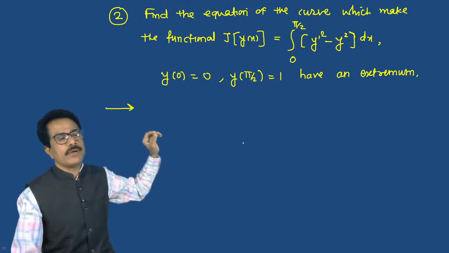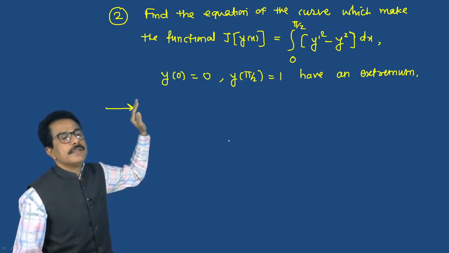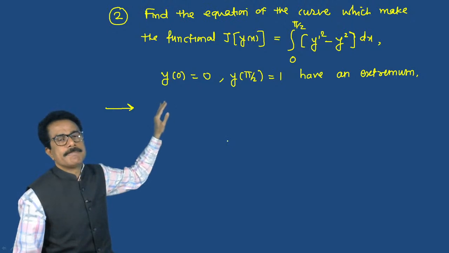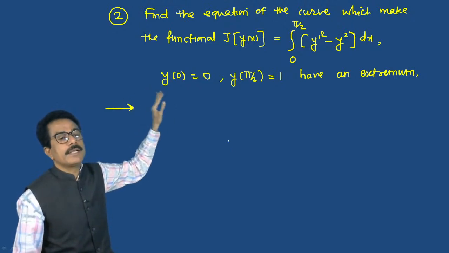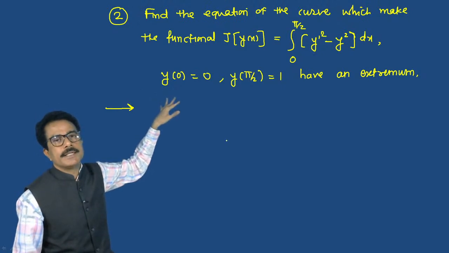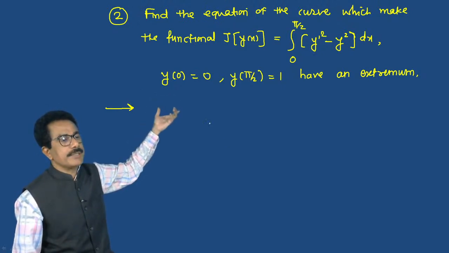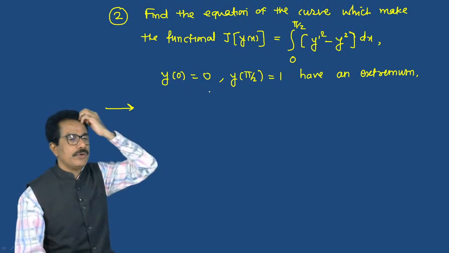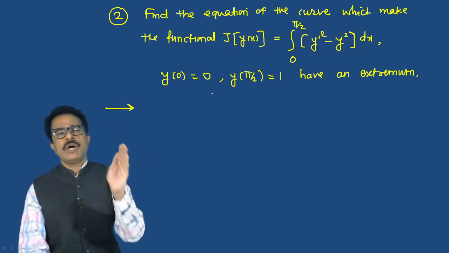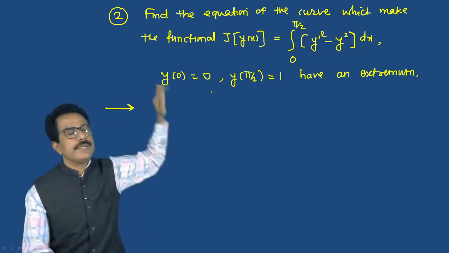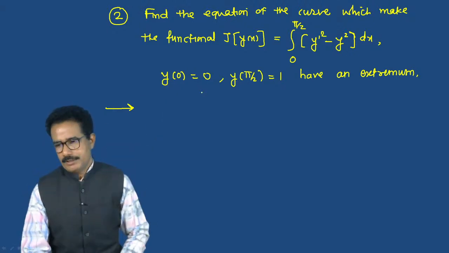Actually, we have to find the equation of the curve which satisfies the given functional and has the extremum values y of 0 is equal to 0, y of pi by 2 is equal to 1. That means we have to find the equation of the curve which satisfies this given functional.